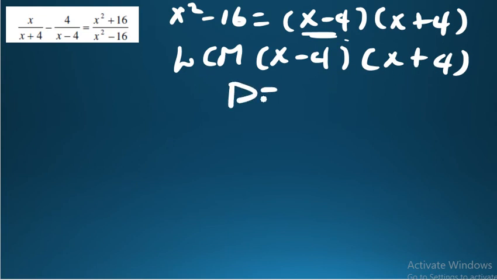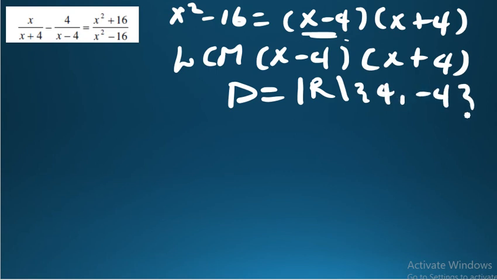That means the domain of this rational expression will be the set of real numbers without 4 and negative 4. How does 4 come? What makes the first linear expression 0, and the second linear will be 0 at negative 4. Therefore, we'll multiply each of them by x minus 4 and x plus 4. Remember, when you multiply x minus 4 and x plus 4, this is the LCM. Let's try to factorize it. The LCM will be this one.